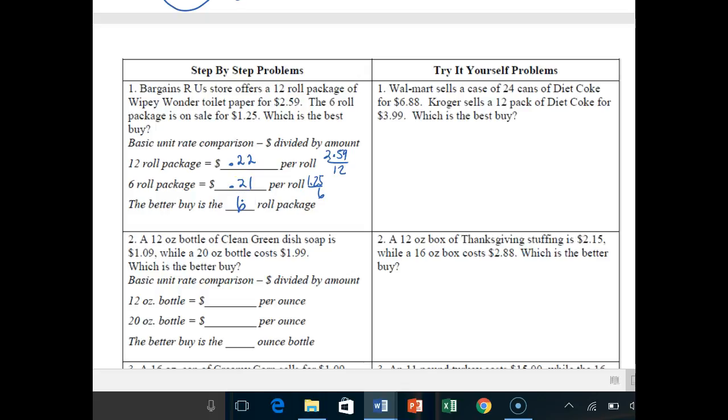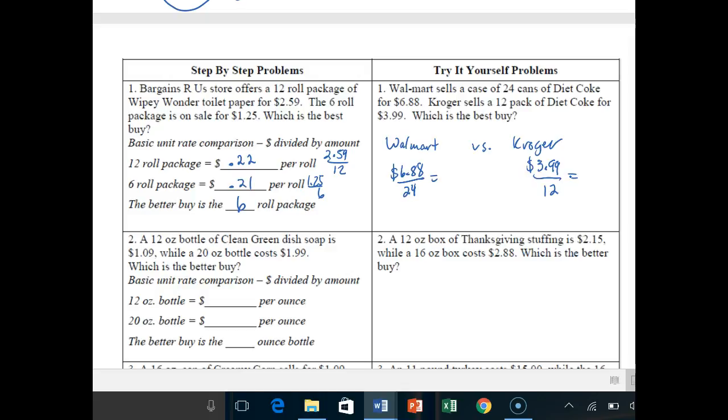All right, so then we'll do the same thing for Walmart. Walmart sells 24 cans of Diet Coke for $6.88. Kroger sells a 12-pack of Diet Coke for $3.99. So for Walmart versus the Kroger, for Walmart we're going to say $6.88 divided by 24, and see what that equals. And for Kroger, we're going to say $3.99 divided by 12, and see what that equals.